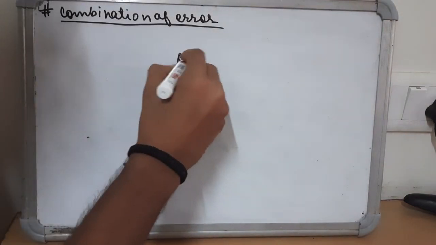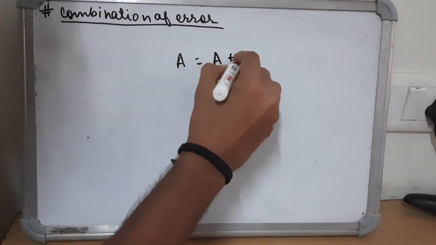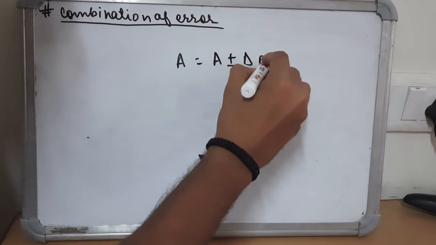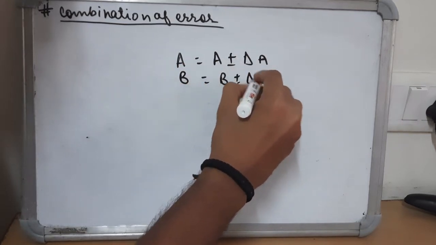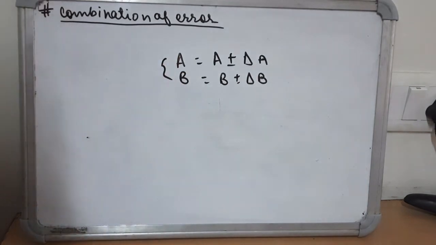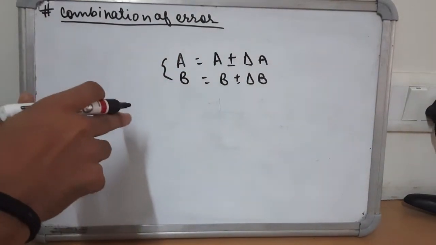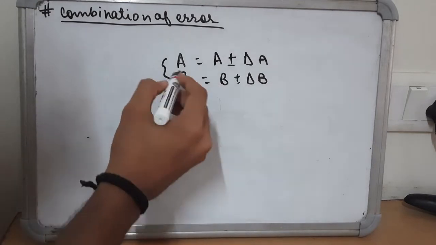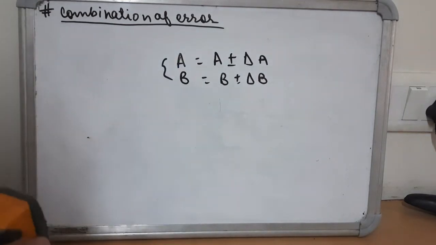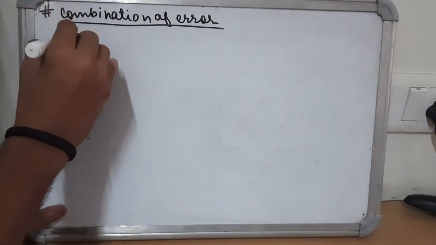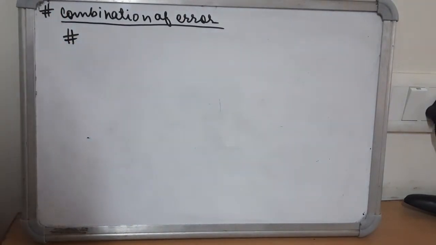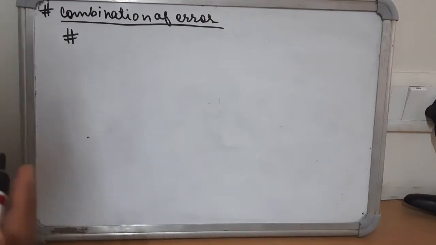Suppose we have a quantity A which is written as A plus minus delta A, and B which is written as B plus minus delta B. Then what will be the maximum error if we add, subtract, multiply and divide these two quantities? So we will see about this in detail. Very first, let us discuss what will be the maximum error occurring if we add two physical quantities.